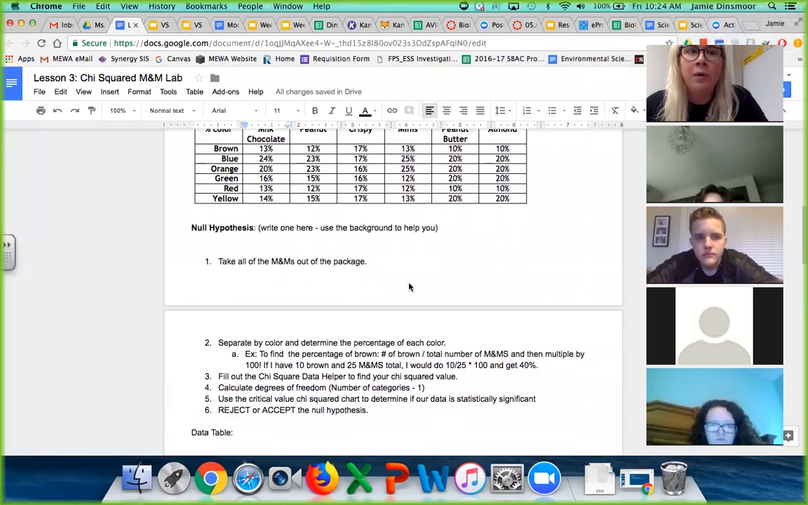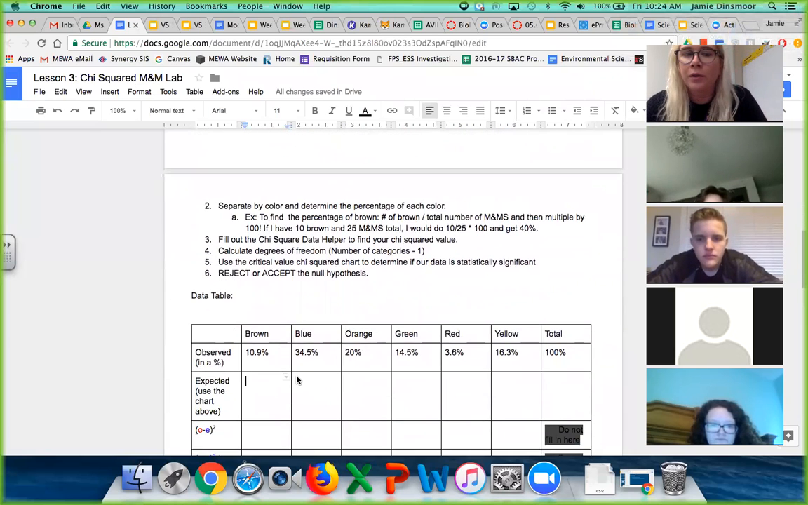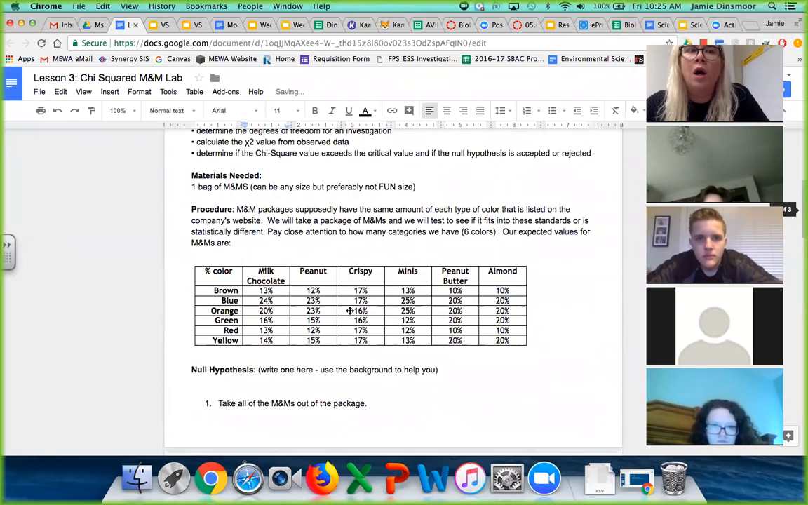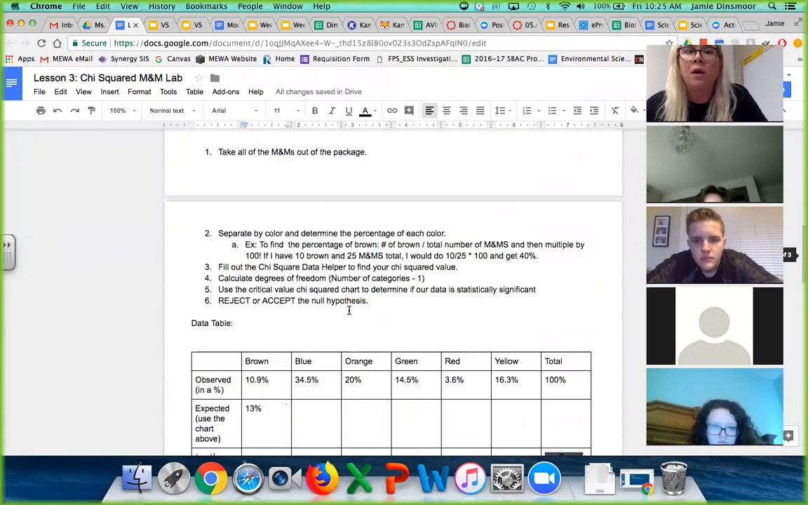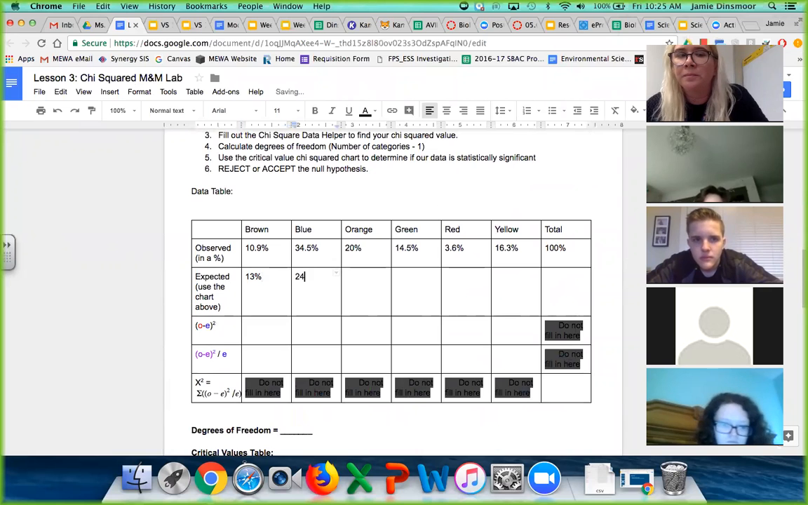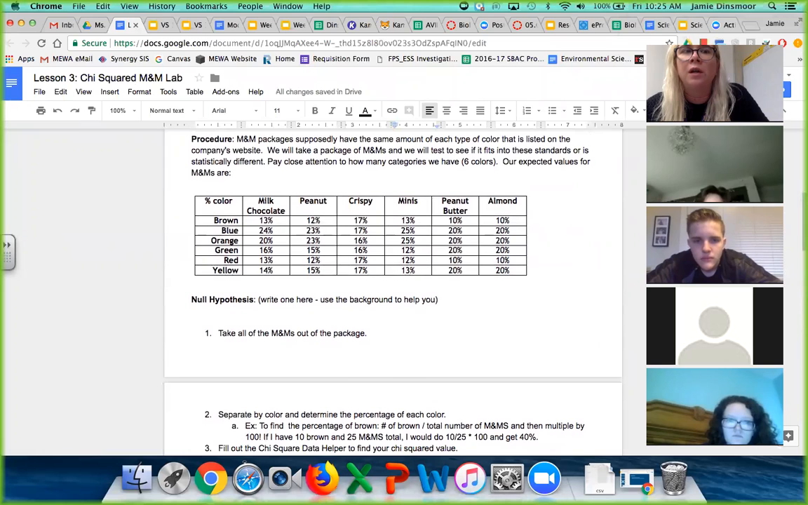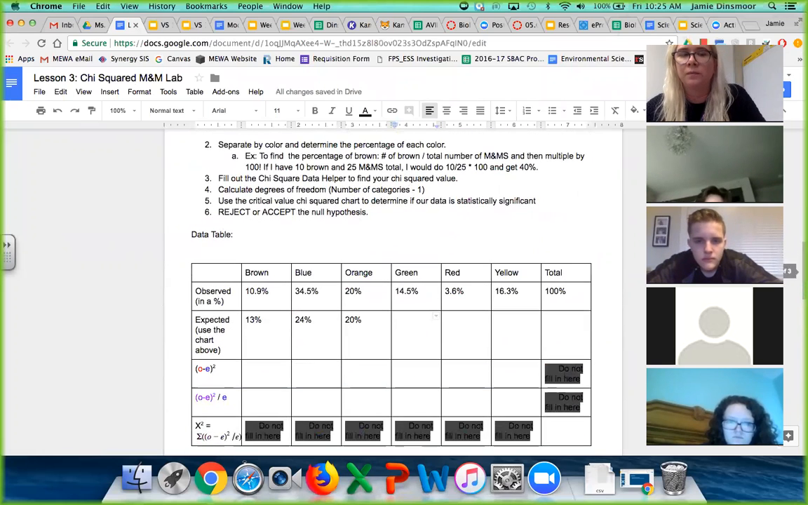Okay, for brown, we expect 13%. Oops, I'm in the chat, not in the box. For blue, we expect 24, orange 20, green 16, 13% for red, and 14% for yellow, again adding up to 100%.